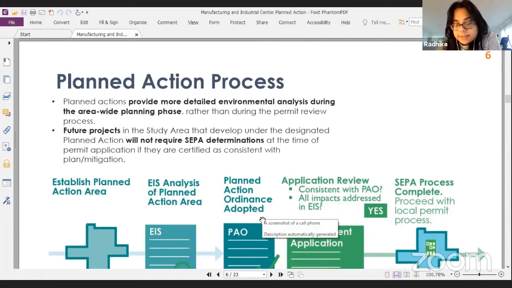The planned action process is something that will actually help us improve the Cascade Industrial Center, because the planned action provides more detailed and comprehensive environmental analysis upfront and looks at it from an area-wide scale, so that it'll help future projects in that it won't require individual SEPA determinations, and this can both simplify and speed up the planned action process. And so the planned action is in many ways an economic development tool, because it will help us improve and attract development to the center.